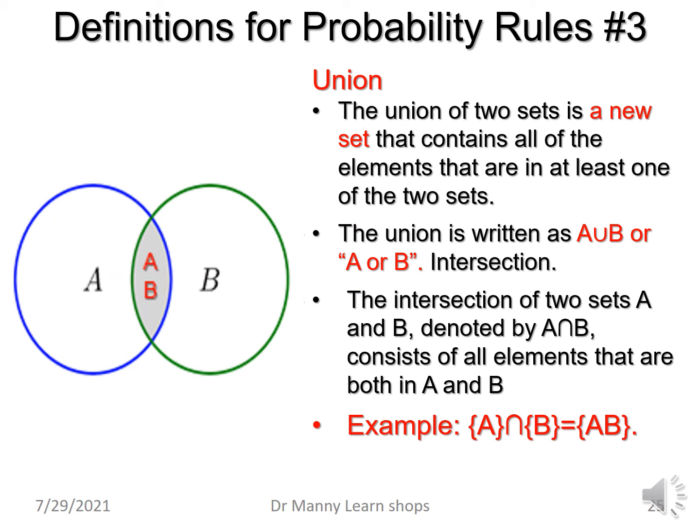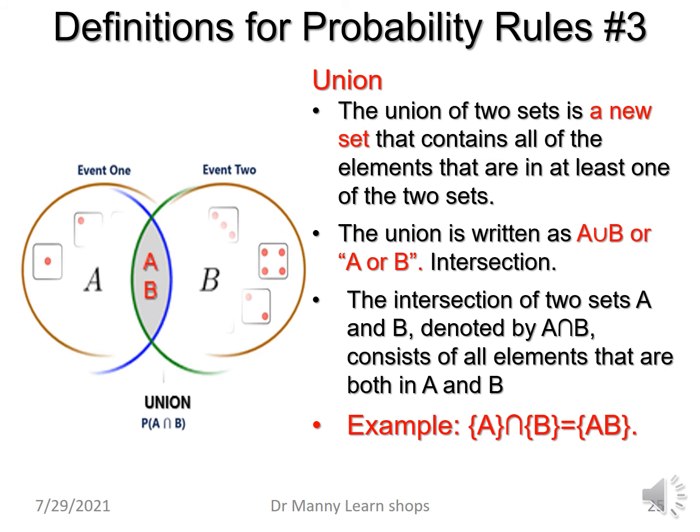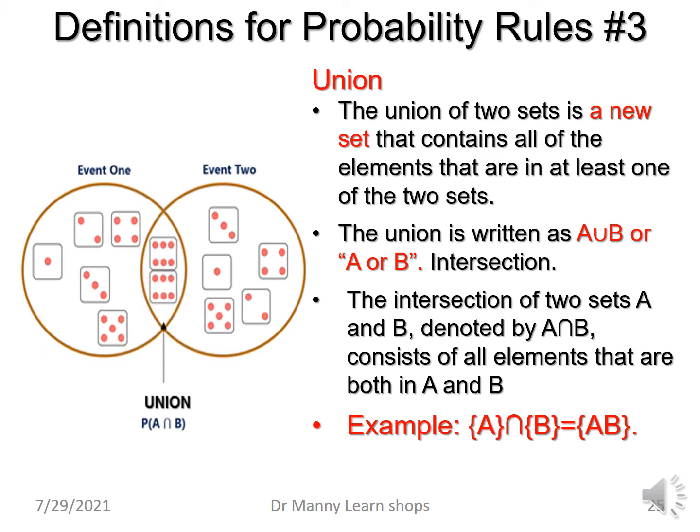Additional probability rules. The union of two sets is a new set that contains all the elements that are in at least one of the two sets. The union is written as the following: A or B. Intersection. The intersection of two sets, A and B, is denoted by the following formula and consists of all the elements that are in both A and B. An example is A intersection B equals AB.